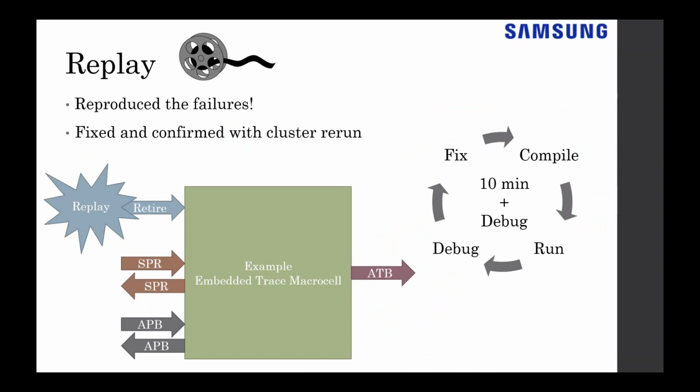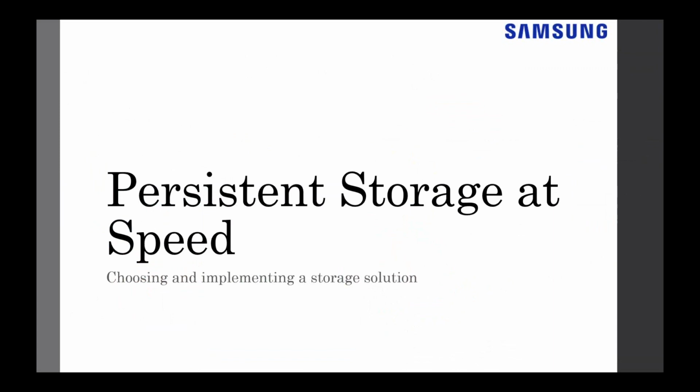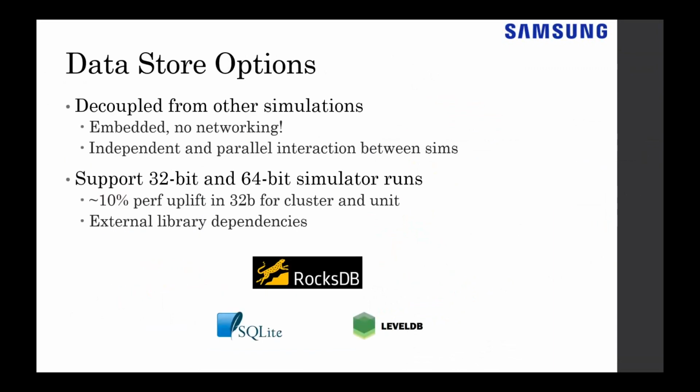So how do I do this at speed? We've got to go through this a little bit quickly, but there's three different choices I looked at: a SQL solution and a key value solution. I wanted all the simulations to be separate from each other. That was kind of a big thing for me. I didn't want thousands of cores writing into a single database server. And I wanted 32-bit support because we were seeing about a 10% performance uplift when we ran 32-bit.